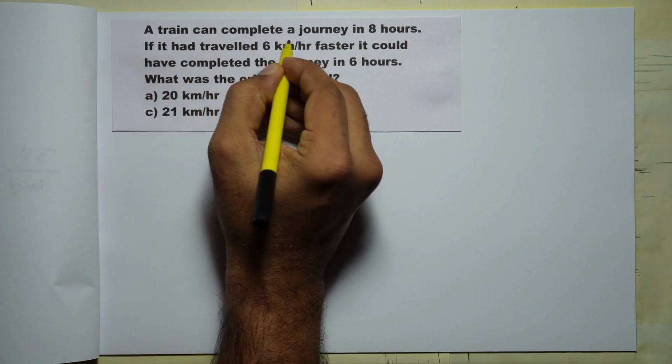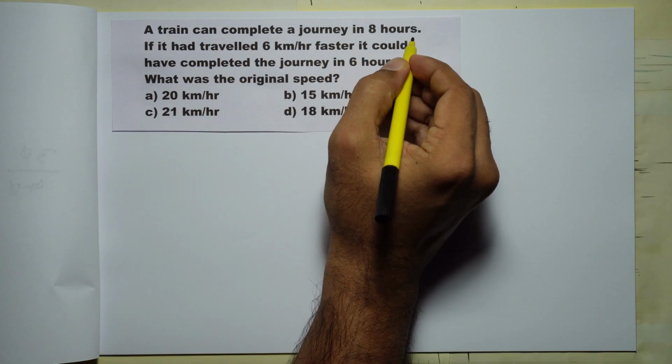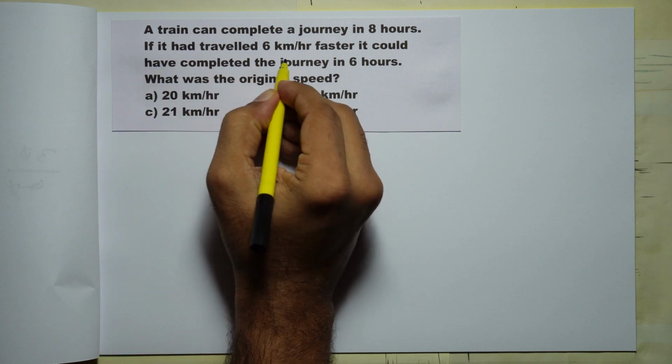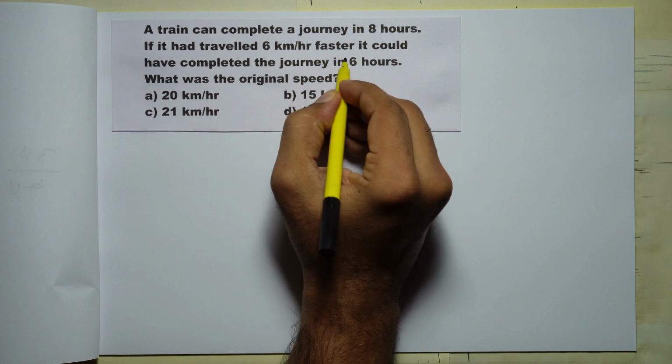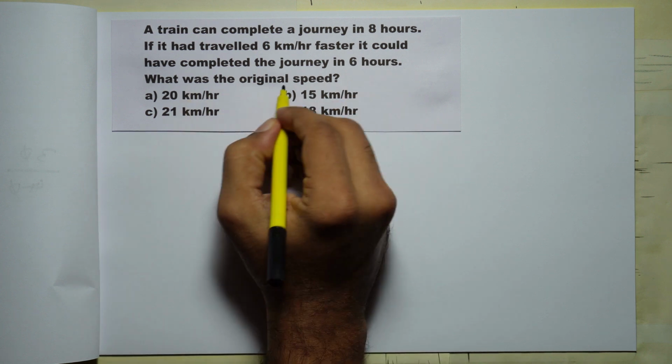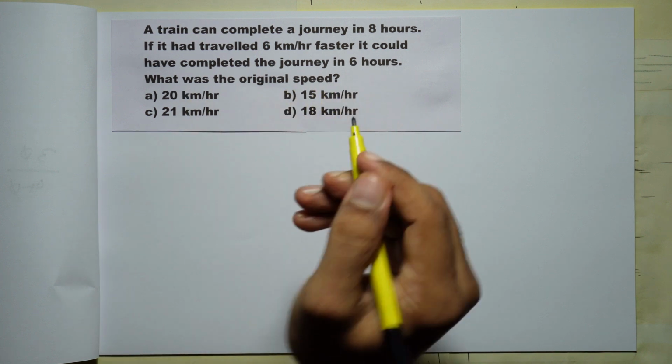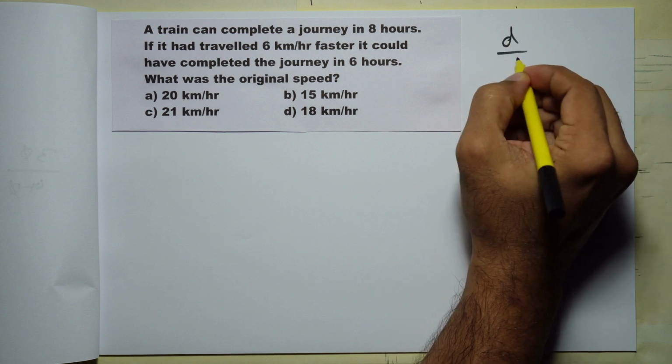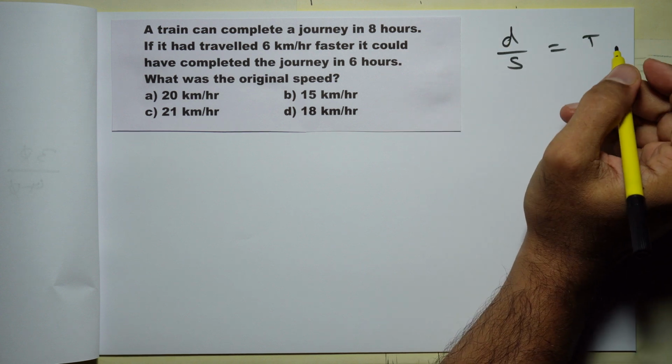A train can complete a journey in 8 hours. If it had travelled 6 kilometers faster, it could have completed the journey in 6 hours. What was the original speed? Now you have the basic formula, distance by speed gives you time.